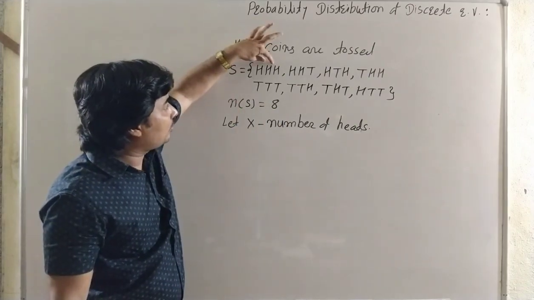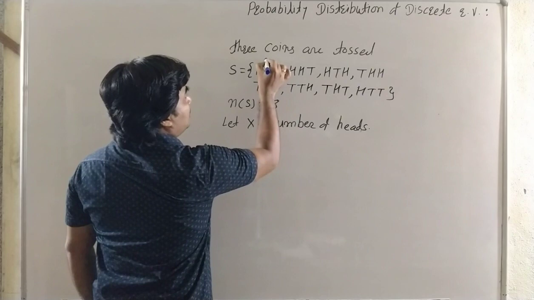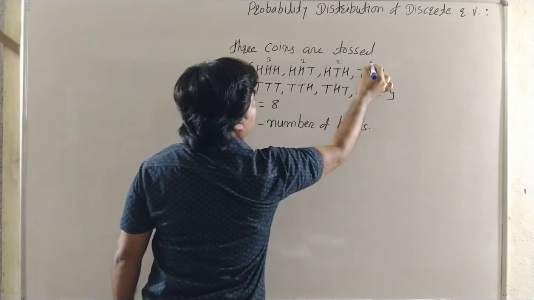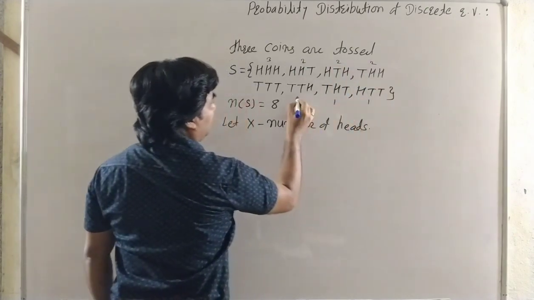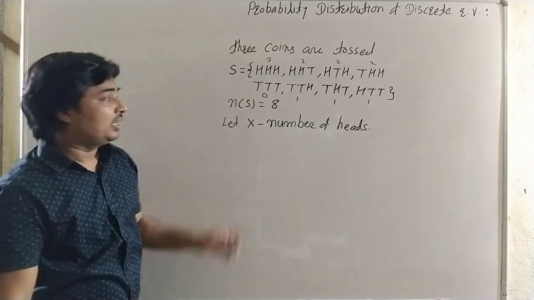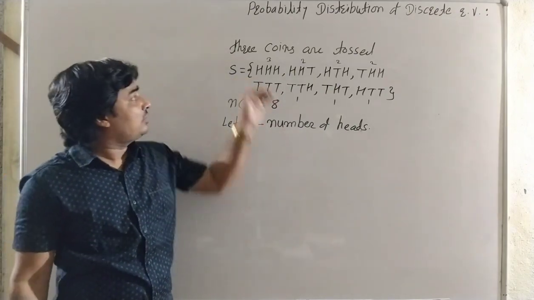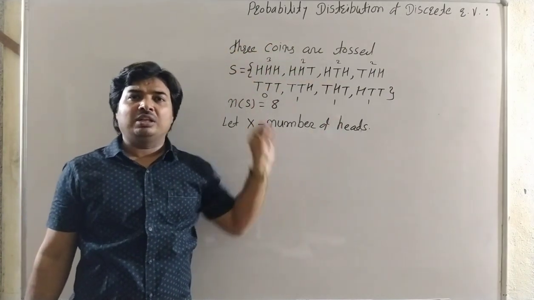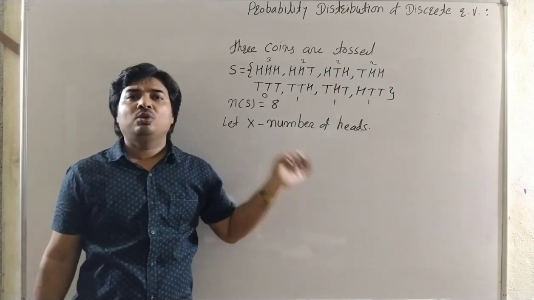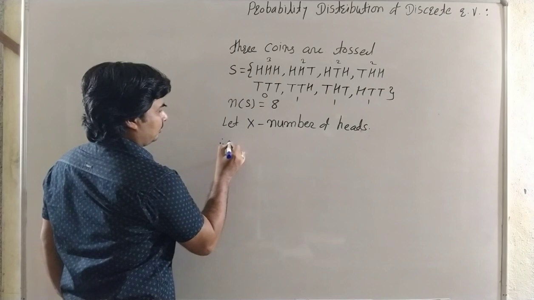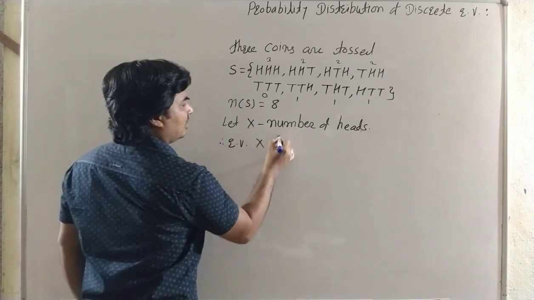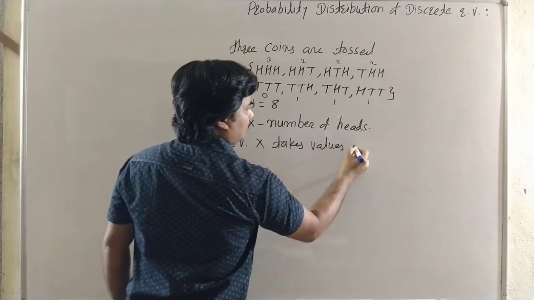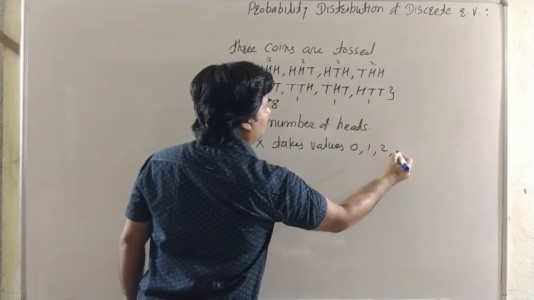In the first outcome, H H H, that means 3 heads. Second outcome, H H T, that is 2 heads. Here it is 2 heads, here it is 2 heads. Here it is 1 head, here it is 1 head, and here it is 0 heads. That means the random variable X takes values 3, 2, 1 or 0. We write them in ascending order: the random variable X takes values 0, 1, 2 or 3.